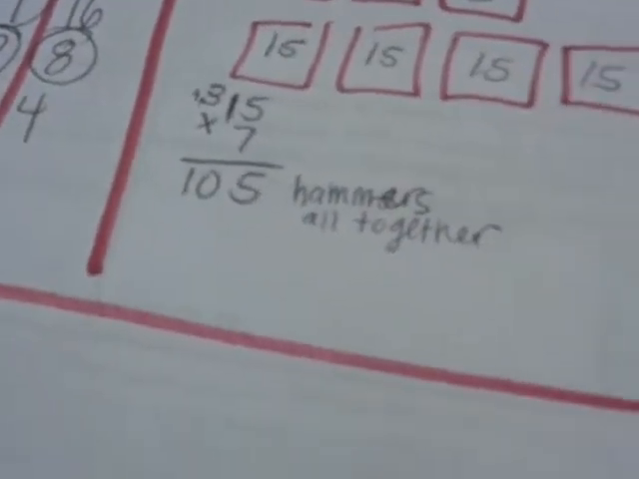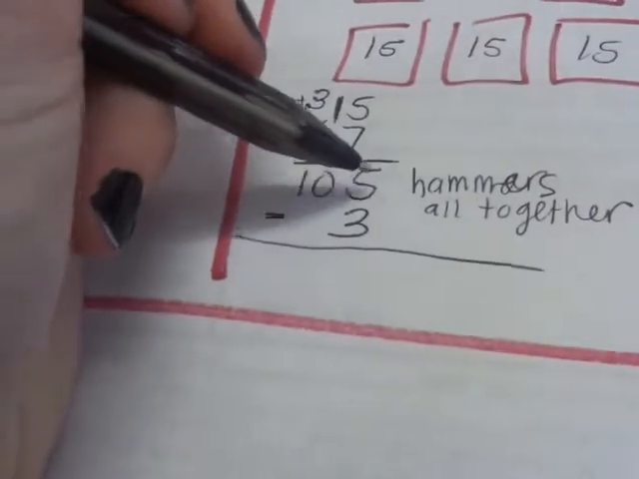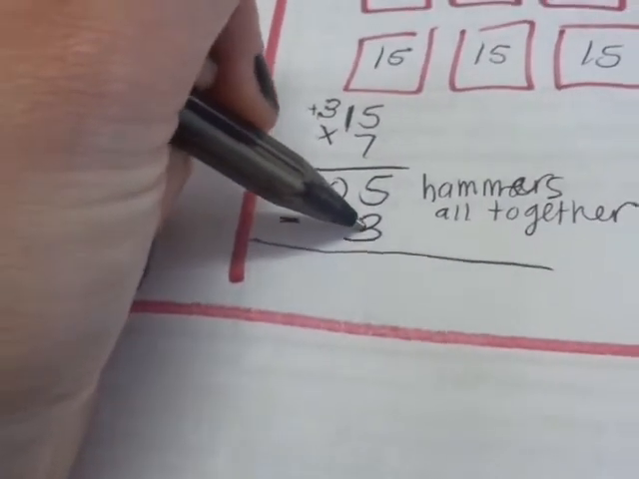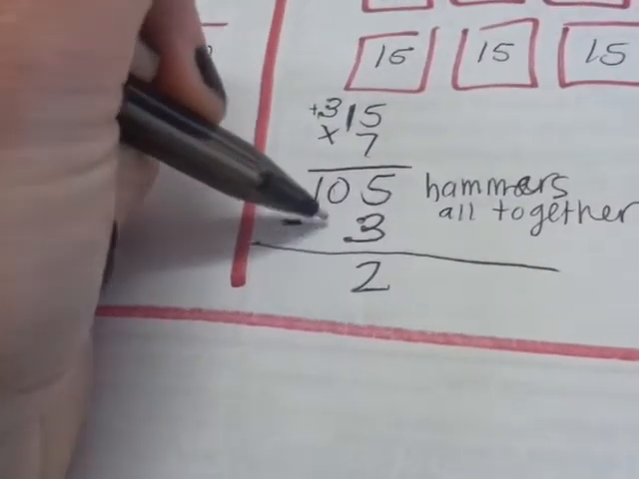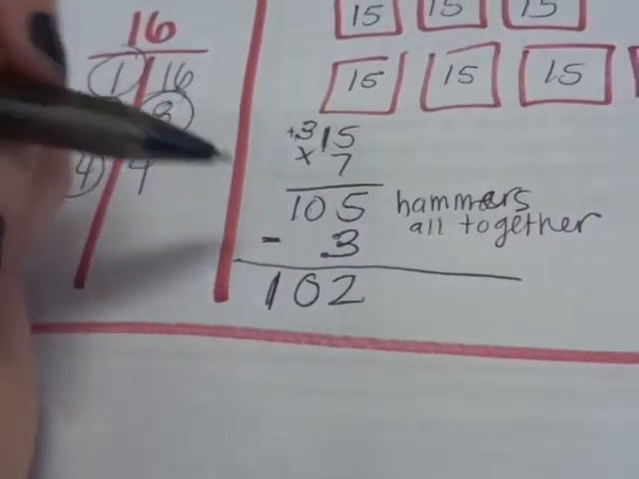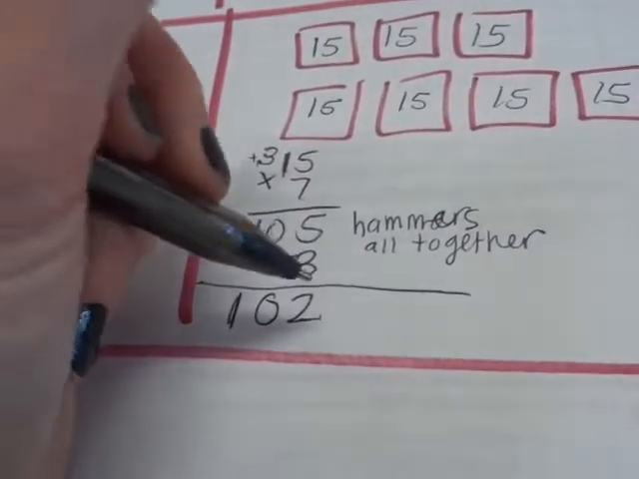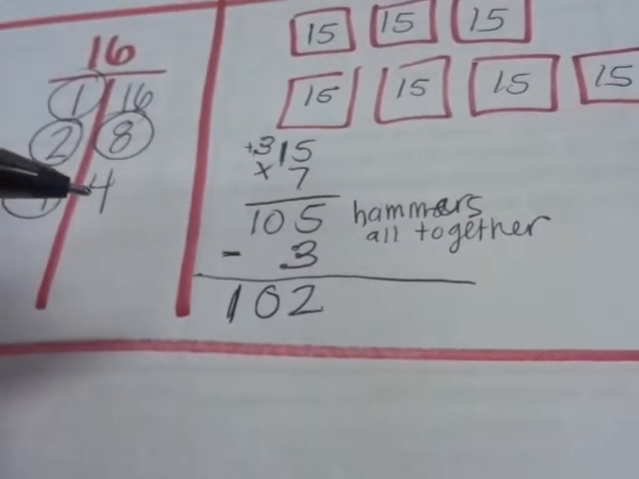But only 3 were returned. So I got to minus those 3 that are returned. 5 minus 3, 5, 4, 3, 2. 0 minus 0 is 0. 1 minus 0 is 1. So we have 102 hammers that were not returned. So 102 were left on the construction site. So the best answer is C, 102 hammers.